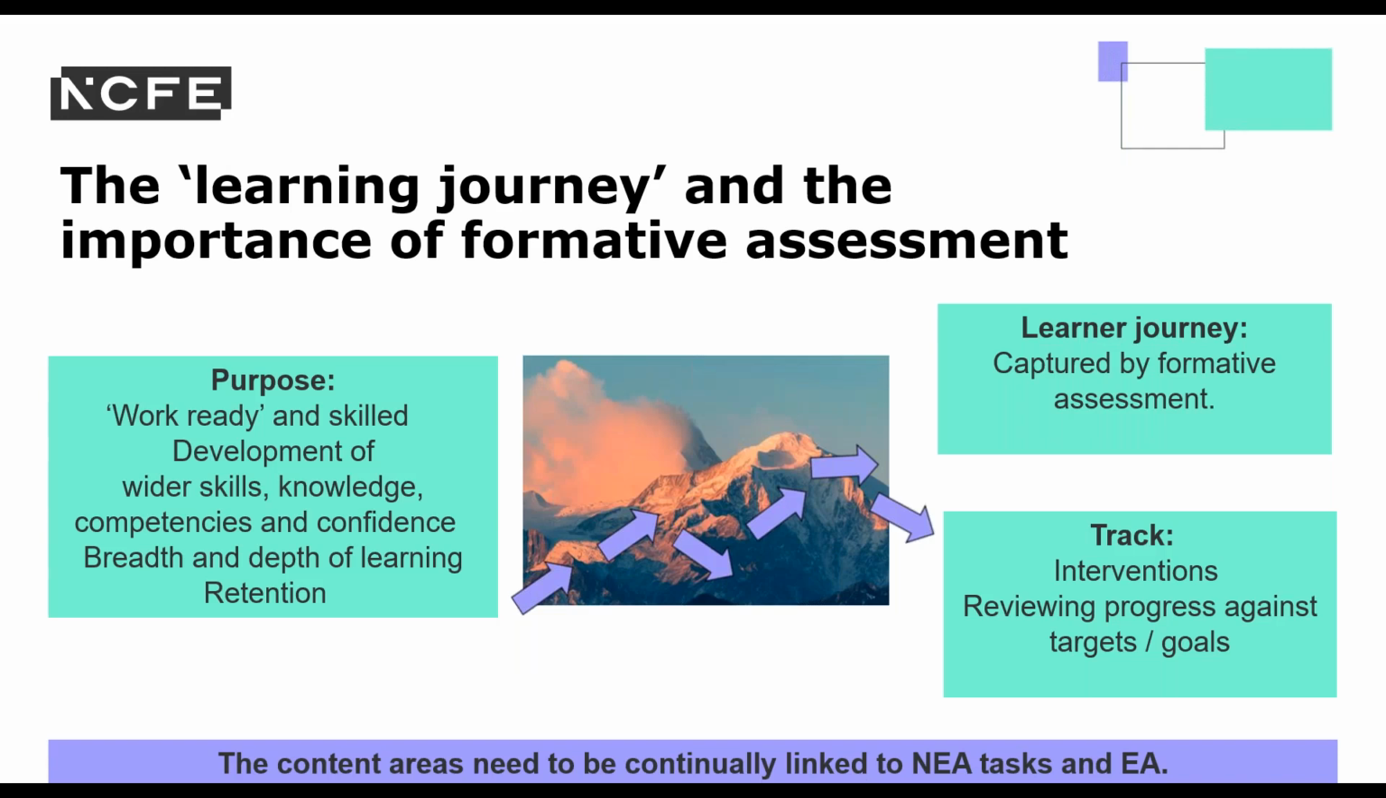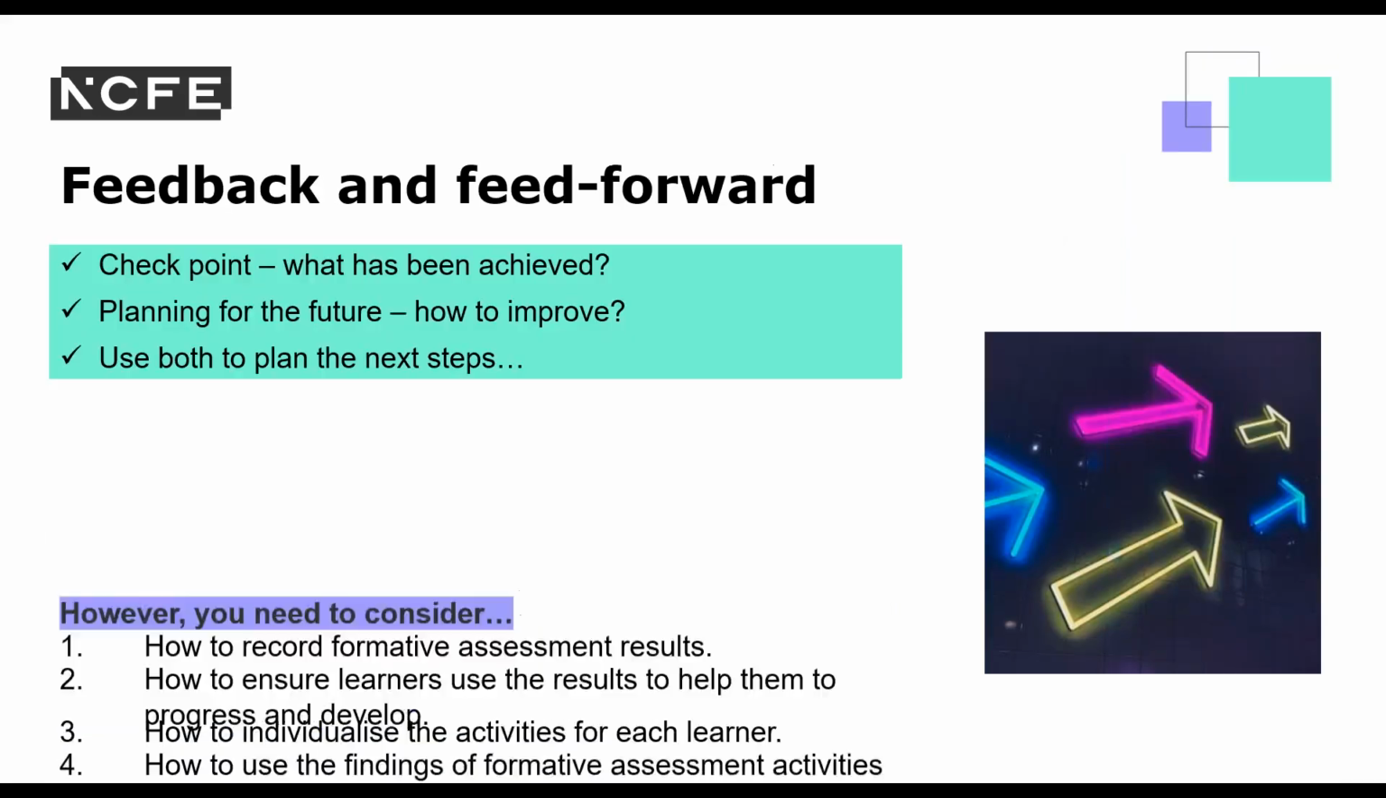Before the summative assessment begins, the content areas need to be continually linked to the NEA and the EA. Looking at the whole learner journey, the mountain represents the path of learners, which is never direct and takes different routes for each individual learner. Formative assessment should take place at all these points, capturing progress throughout the qualification from the start. The purpose is to create work-ready skilled students, improve retention, develop skills and knowledge, and build confidence across the full breadth and depth of learning. The tracking should capture interventions and progress against the learner targets and goals.